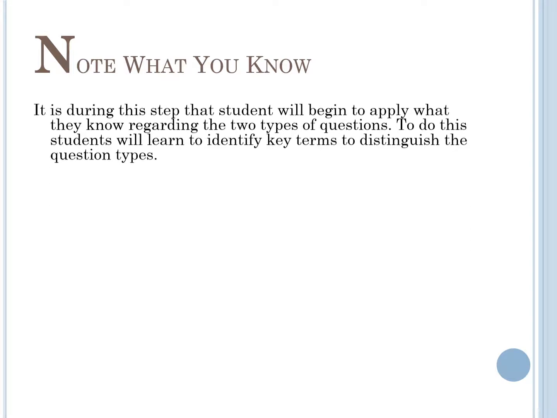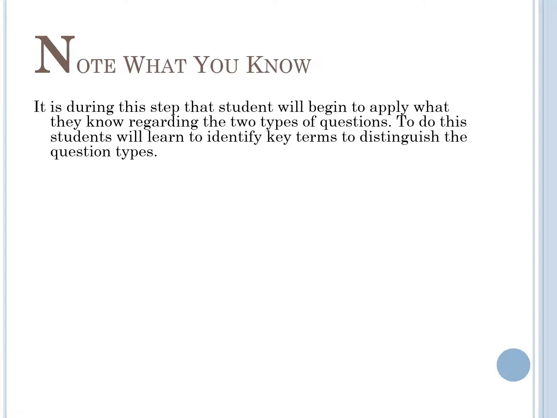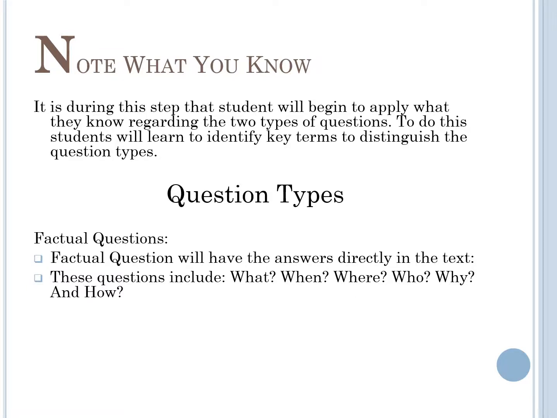Note what you know. It is during this step that students will begin to apply what they know regarding the two types of questions. To do this, students will learn to identify key terms to distinguish the two types of questions. Types of questions include factual questions. These will have the answers directly in the text, and these include what, when, where, who, how, and why. For example, when was the Revolutionary War? We can find the answer directly in the text.